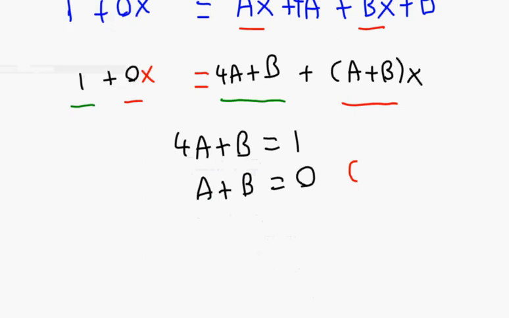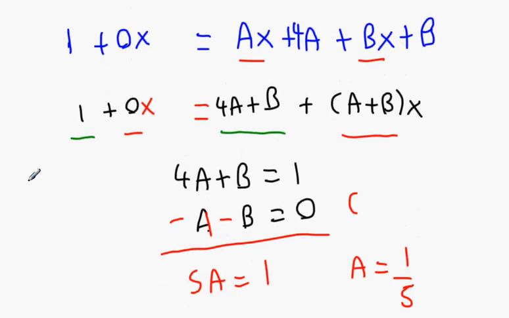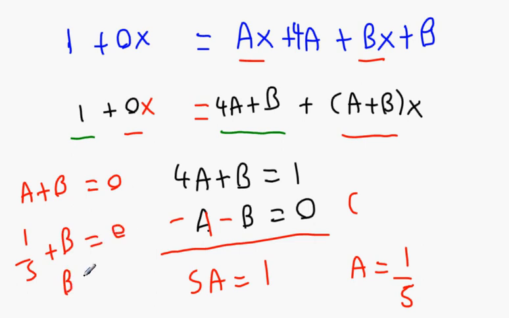Now, to reiterate, 1 is a real number, so 4a plus b must equal 1. 0x is equal to a plus bx, therefore a plus b must equal 0. So what we're going to do here is multiply everything by minus 1. That's going to become minus a, and this here is going to become minus b. Okay, and minus a minus b equals 0. So what we're going to get is 5a equals 1. A must equal a fifth. Now, if a is equal to a fifth, this means that a plus b must equal 0. So if a is a fifth, b must be minus a fifth. So a fifth plus b equals 0, and b equals minus a fifth.